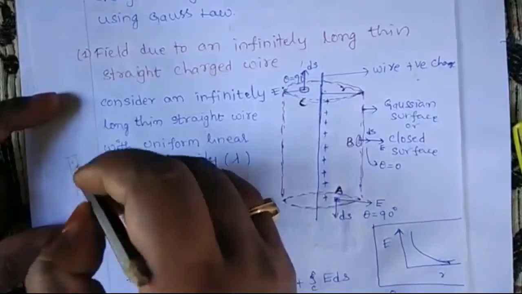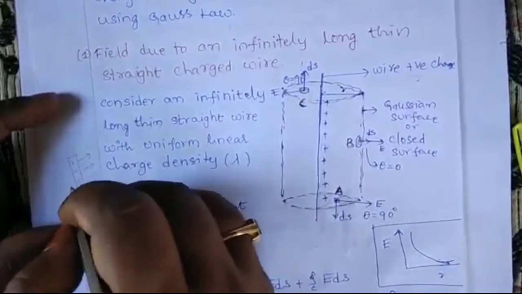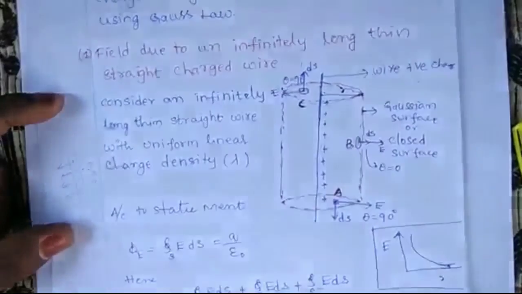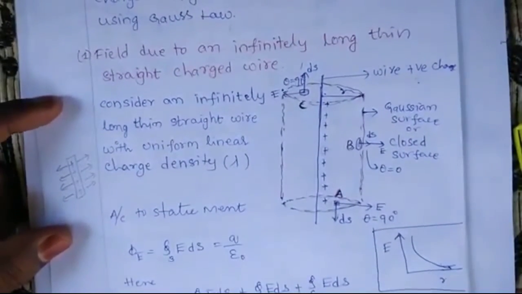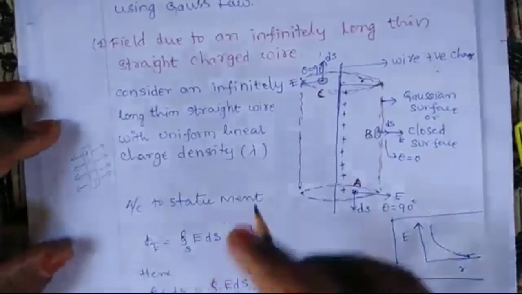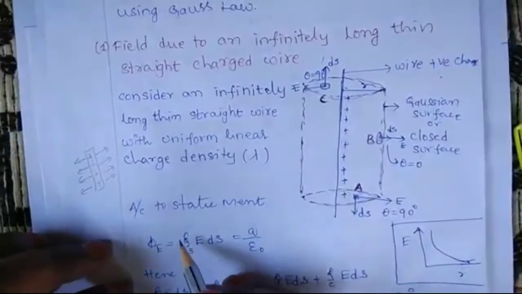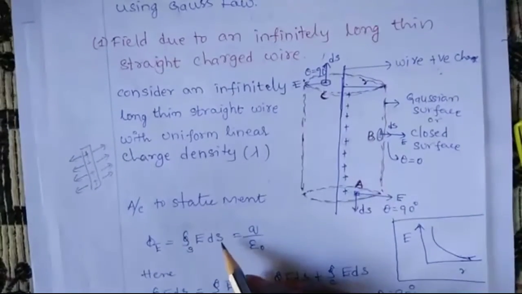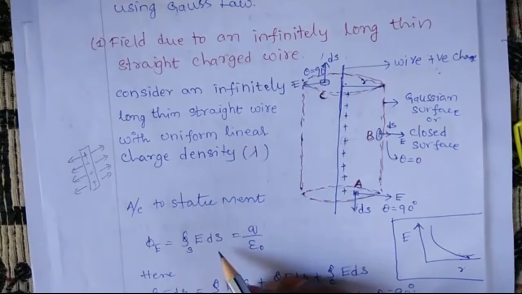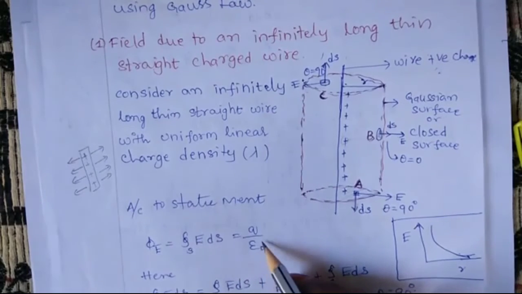We can observe here that the electric field intensity is always normal to the surface like this. On both sides we get arrow marks because it is a positive charge. The field lines are in the outward direction. Okay, for this case, we can consider the statement. What is the statement of Gauss theorem? The surface integral of electric field intensity over any closed surface in free space is equal to 1 by epsilon naught times the total charge.